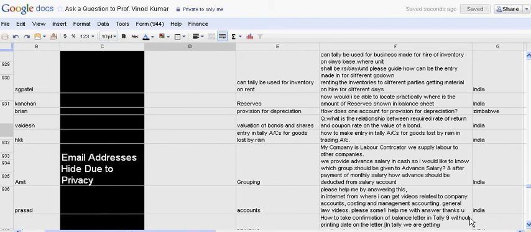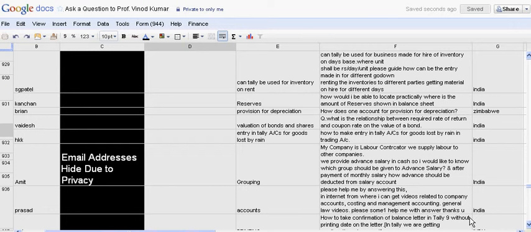Next question is from India. Amit has asked me, my company is a labor contractor. We supply labor to other companies. We provide advance salary in cash. So I would like to know which group should be given to advance salary, and after payment of monthly salary, how should advance be deducted from the salary account?